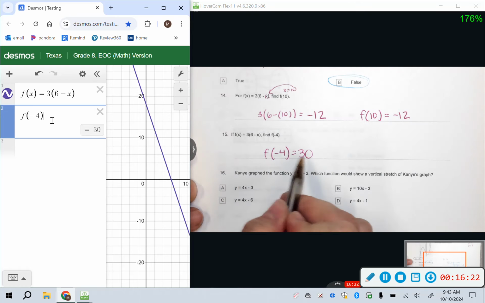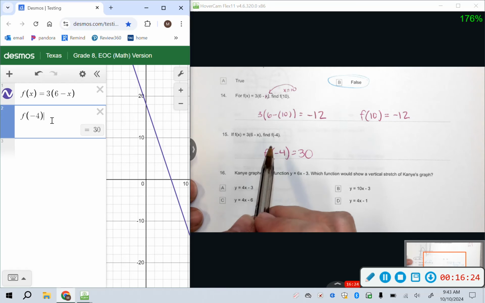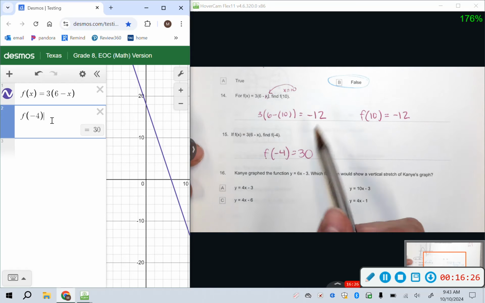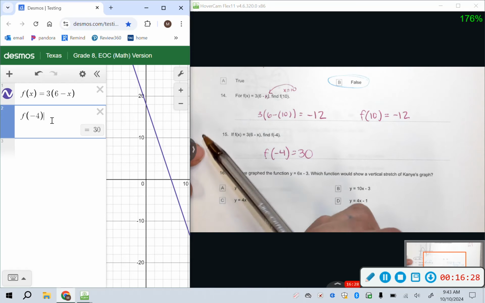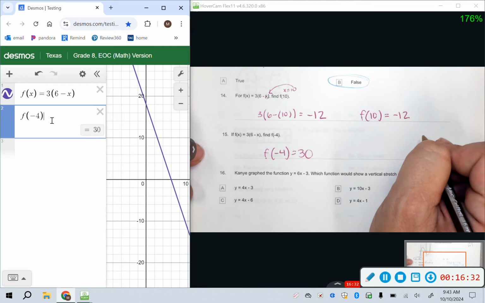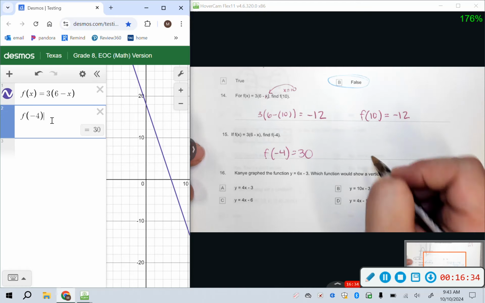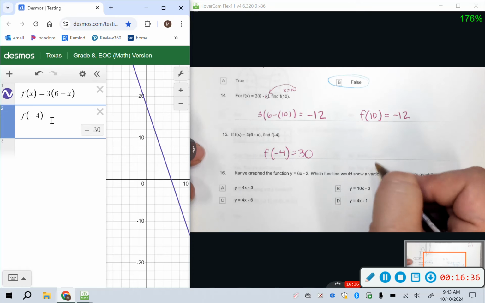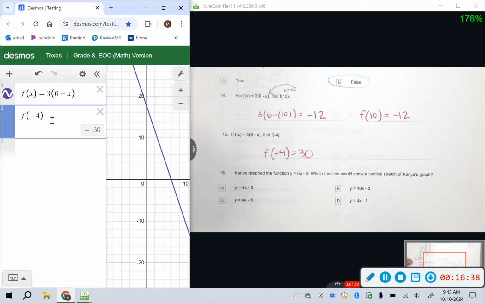Now this is not the work I need to see. That's my answer. So if you do this method, you have to tell me, I typed up here in line 1 my equation f of x equals 3 times 6 minus x, and in line 2 I typed f of negative 4, and it gave me the answer 30. And you have to write in detail. Don't just say calculator. That will not get you your credit for showing work. If you explain to me in detail what you did in the calculator, that will give you credit for work.